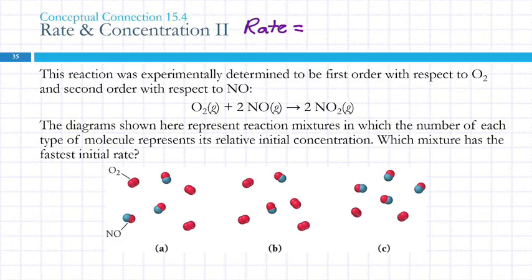Rate equals rate constant times O2 to the first power times NO to the second power. Which concentration affects the rate more? NO. I like that you're getting into it. Thank you. So let's look at these and figure out which one has relatively more NO. Here we've got half and half, 3 of each. Here we've got 2 NO and 4 oxygens. Here we have 4 NO and 2 oxygens.